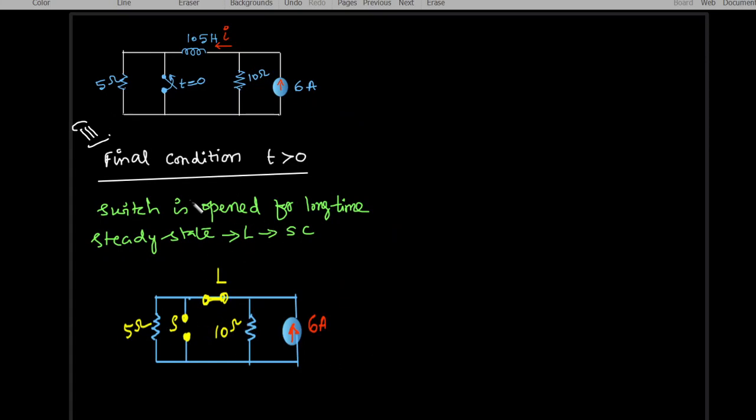The equivalent circuit for this final condition can be drawn like this. Okay, so this original circuit has been modified like this. So the switch is open here, and this inductor is acting as a short circuit. It has no current at that point. Okay, so now we have to determine how much current will be flowing because of this 6 ampere source. Okay, so this is the current source. So how much current will be flowing through this path, that we have to find out.